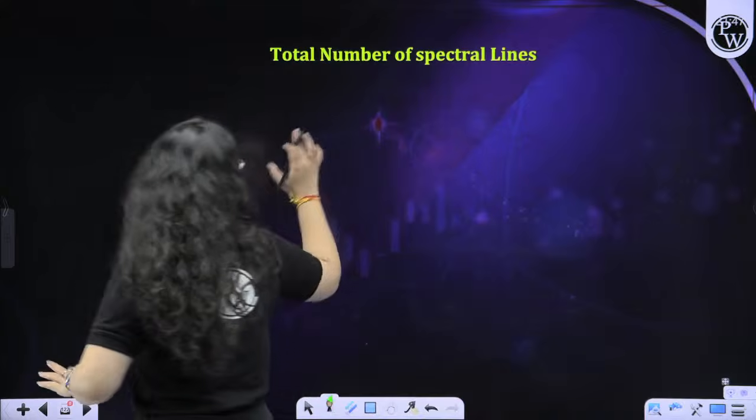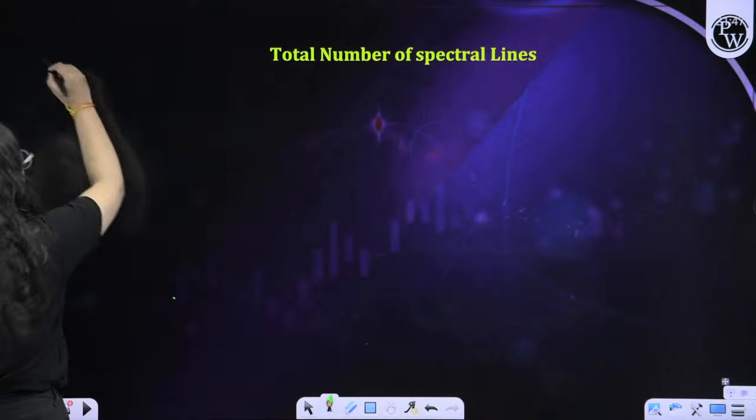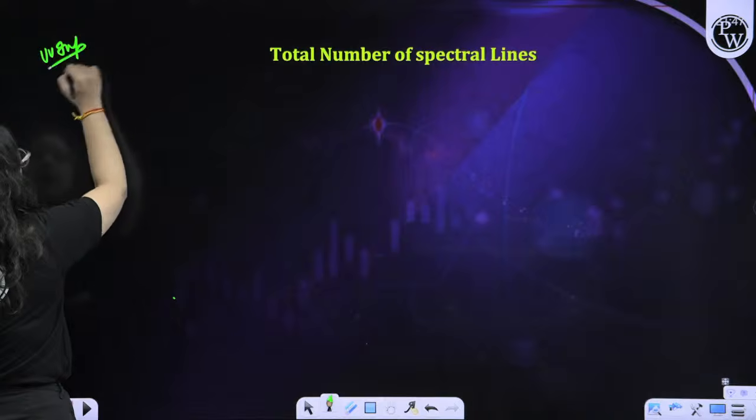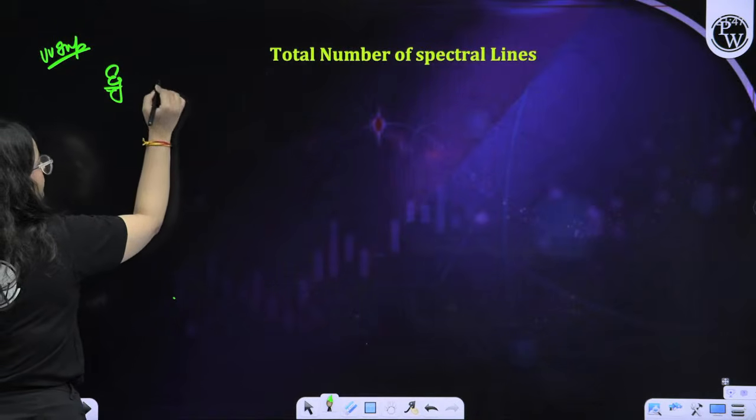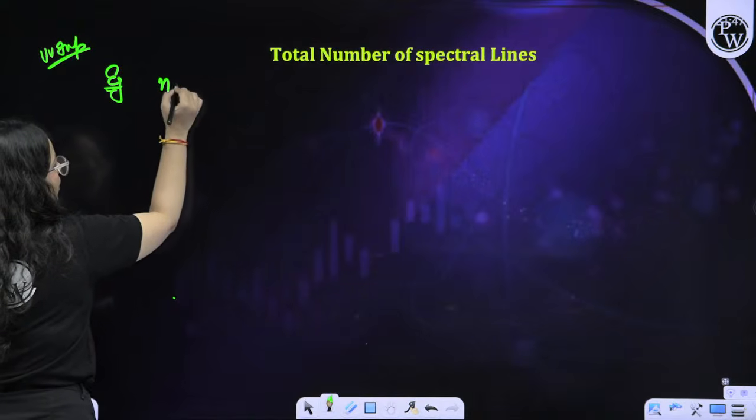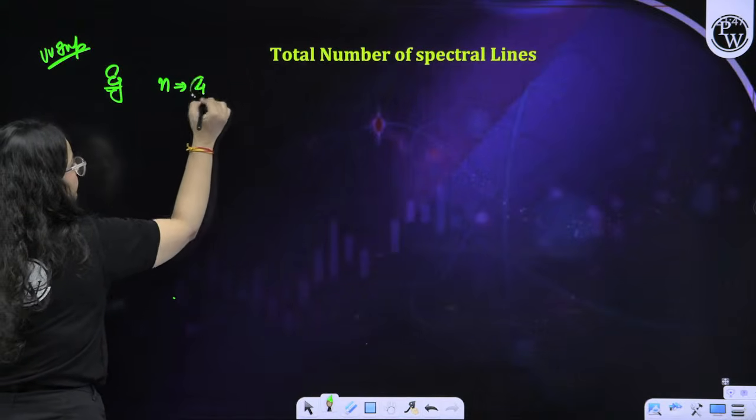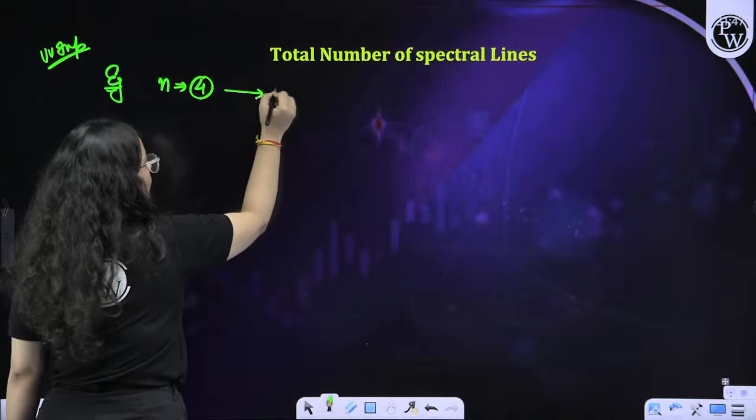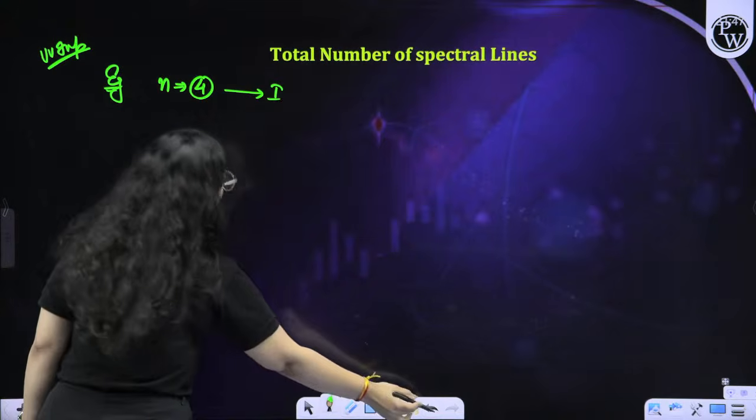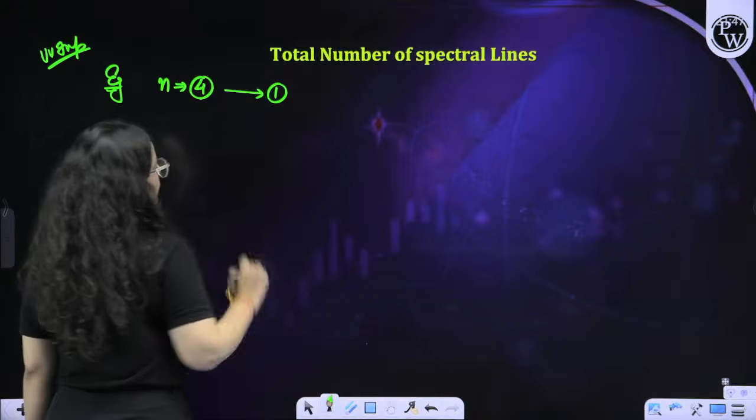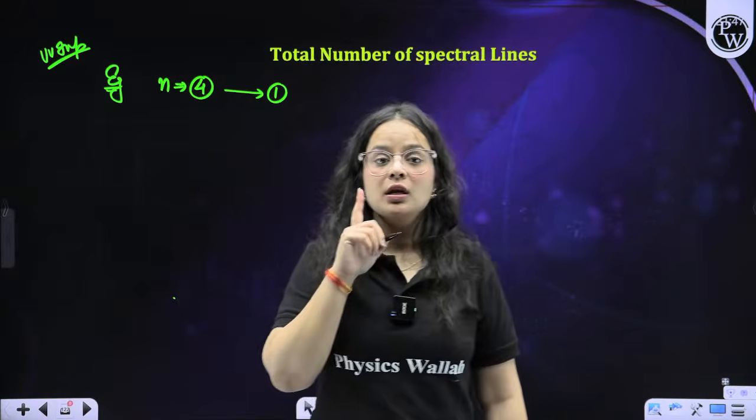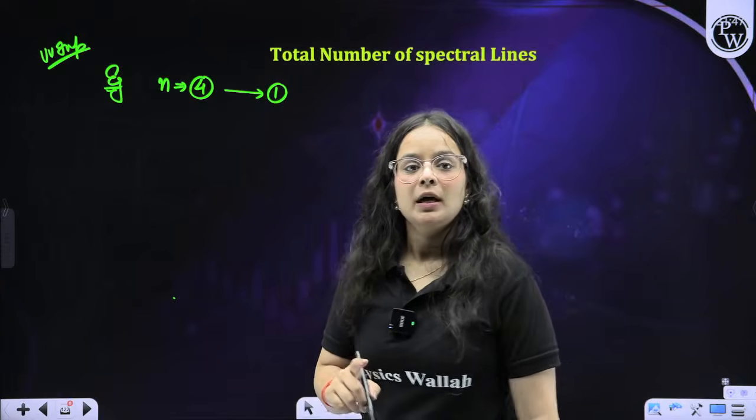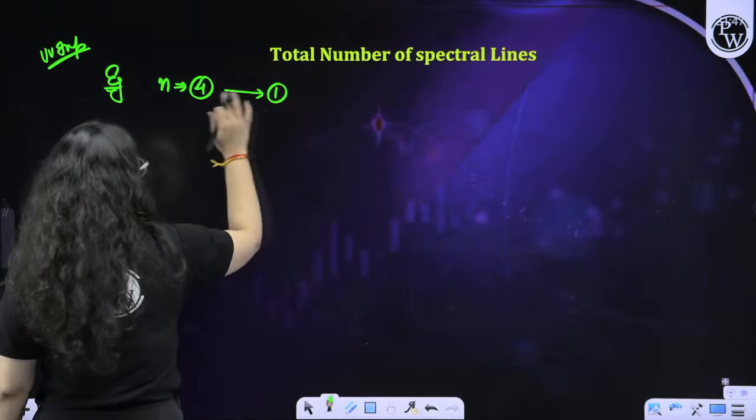Moving on to the spectral lines. Very important questions. What is the meaning of a spectral line? I'm taking just an example of a transition from n equal to 4 to first, that means the ground state. Very important, just listen to me very carefully. So the transition is from fourth to first.